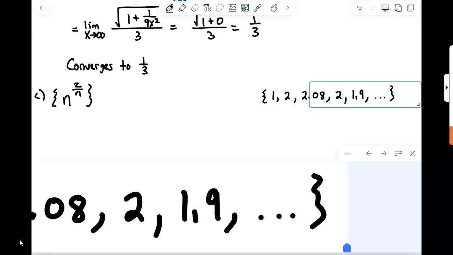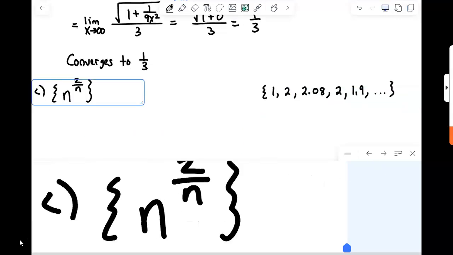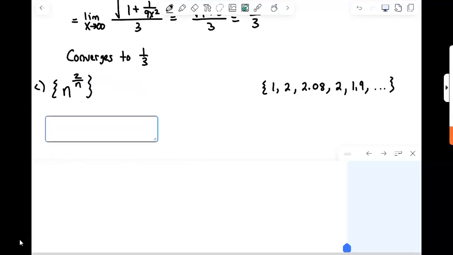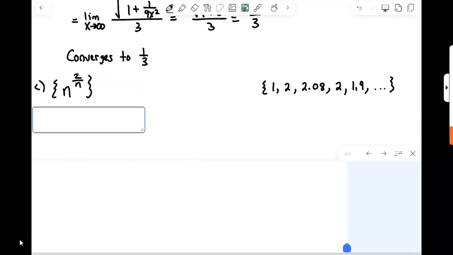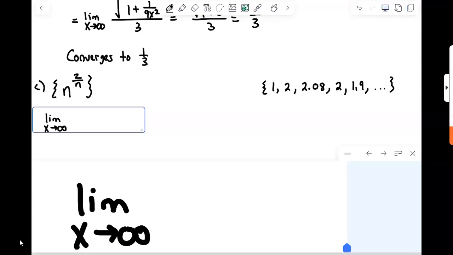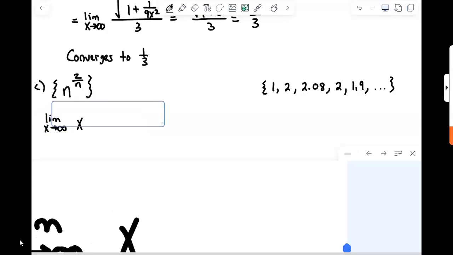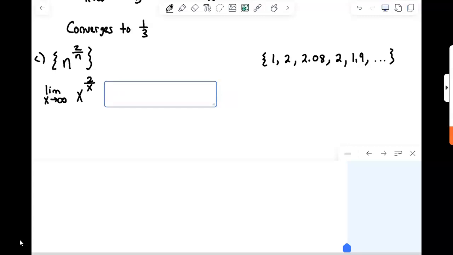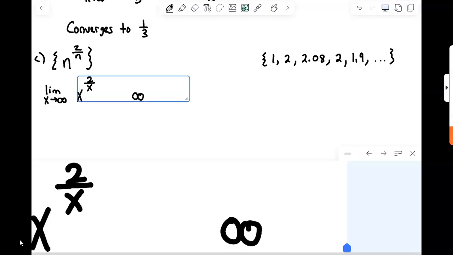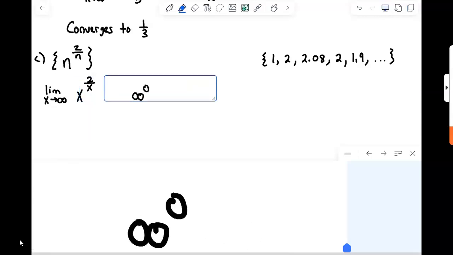But the question really remains, does this thing converge? To determine the convergence of a sequence, we look at the limit as x goes to infinity of the underlying function, which would be x to the 2 over x. As we go to infinity here, x is going to infinity, but 2 over x is going to 0. So this is an infinity to the 0 limit.